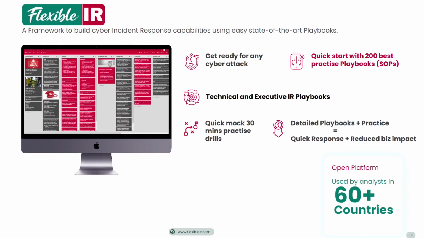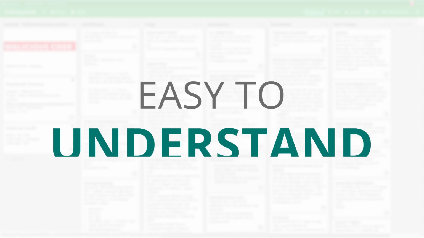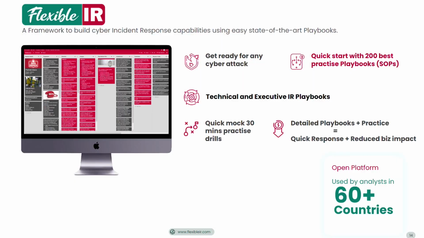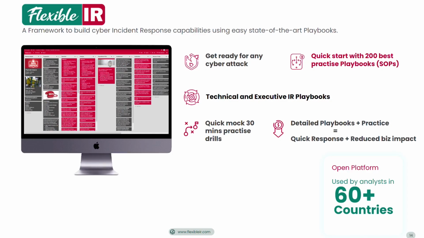Playbooks are simple URLs. You can see this very large diversity of playbooks organized in an easy to understand, easy to modify, easy to manipulate visual platform. Get ready for any kind of cyber attack. We have a good start by having 200 best practice playbooks which have been produced by the community, so we don't start from a blank sheet. We can address a technical response where the incident detection team or management team is involved, but also we have support for the executive level incident response.